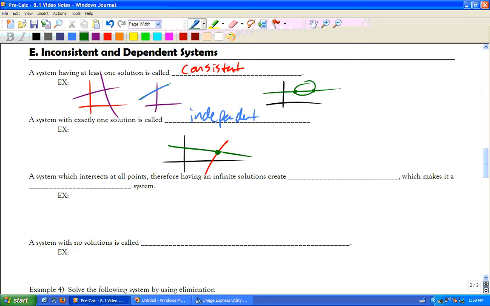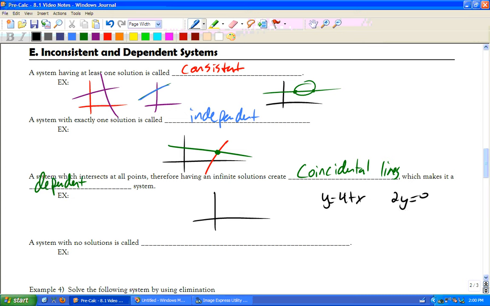Next, a system which intersects at all points, therefore having an infinite number of solutions, they make the same line. The fancy name we give to the same lines is coincidental lines, which makes it what we call a dependent system. The way this works is if you have something like, I don't know, y equals 4 plus x and 2y equals 8 plus 2x, when we reduce those down, these are the same line. The line would look something like this. Reduce down the other line, it looks something like that.